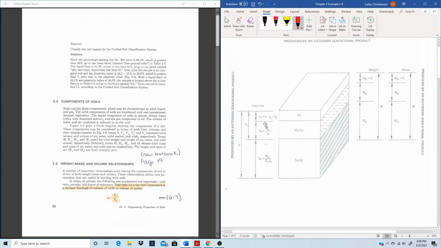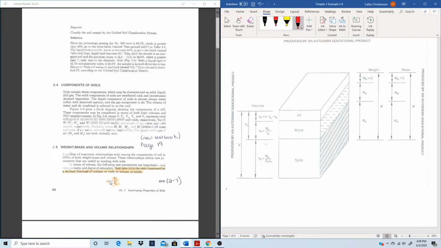Once we can solve the block diagram, then we can plug in the formulas, and they're really like a plug and chug. The first one is the void ratio, and the void ratio is expressed by e. That's trying to give you a percentage of how much air and water you have compared to the solid. That would be equation 2.7.